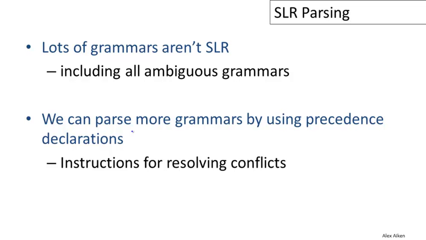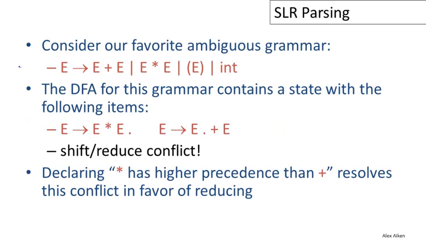Now, many grammars are not SLR. I should emphasize that SLR is an improvement on LR0, but it's still not a very general class of grammars. So, all ambiguous grammars, for example, are not SLR. But we can improve a little bit on the SLR situation. We can make SLR parse even more grammars by using precedence declarations to tell it how to resolve conflicts. So let's revert to the most natural and also most ambiguous grammar for plus and times over the integers, and we've looked at this grammar before.